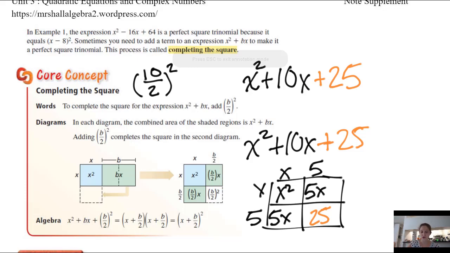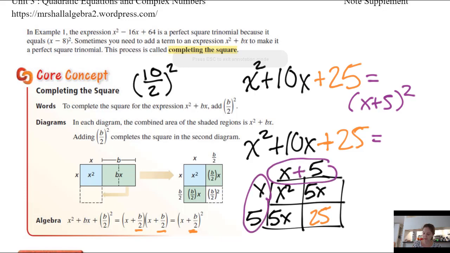Algebraically, what we are doing is taking half the b and squaring it. Half the b goes in our binomial. That is then squared, right? Half the b is 5, so this is really x plus 5 squared. And you can see in the diagram that x plus 5 is the dimensions of the diagram.